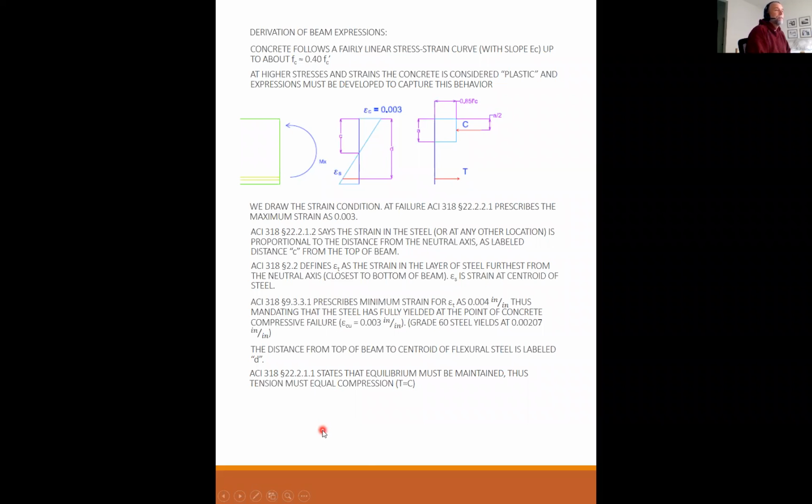ACI 318, section 22.2.1.1 states that equilibrium must be maintained. Thus, tension must equal compression. And this is just straight out of mechanics of materials. You have to have equilibrium. So the resultant of all the concrete in compression has to equal exactly the resultant from all the steel in tension. Okay.